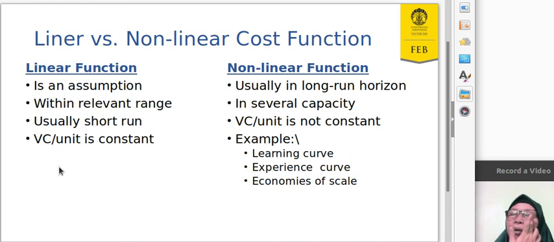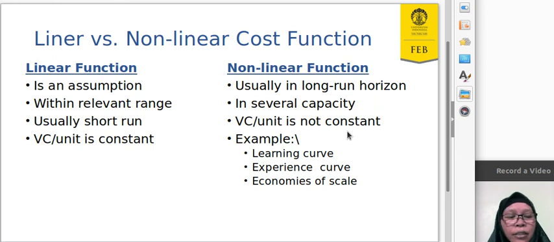Remember, in the first part, I told you that we use two assumptions for a linear function, but for a nonlinear function, we forget about the assumptions. For the linear function, we use a short-term horizon, but in the nonlinear function, we use a long-term horizon. We use a relevant range, which is one capacity, but in the nonlinear function we use several capacities. Short run for the linear function, but the nonlinear function can be long run. And the variable cost per unit is not constant in the nonlinear function, because the horizon is very long, so variable cost per unit can change.